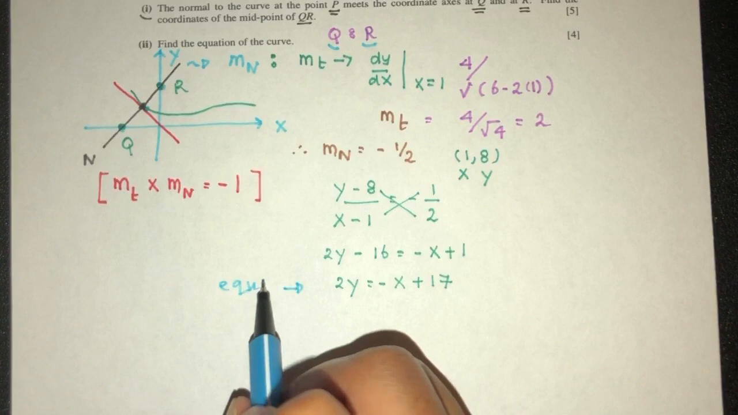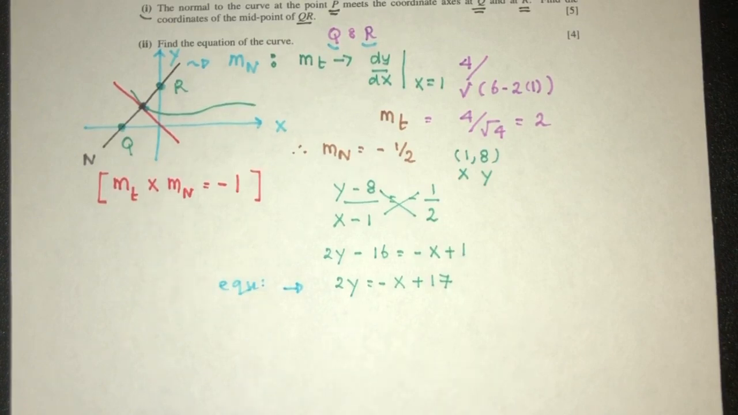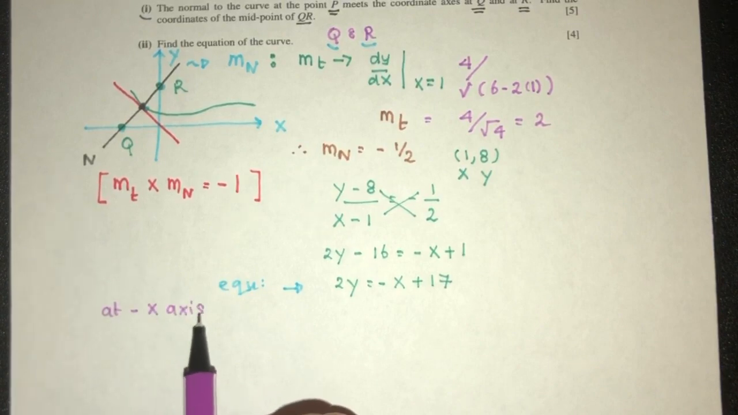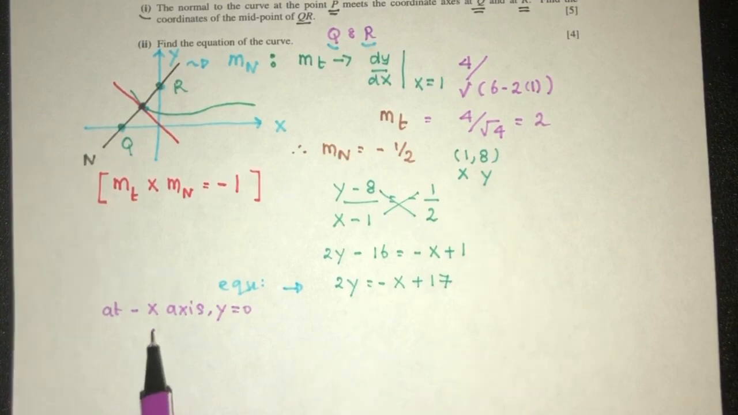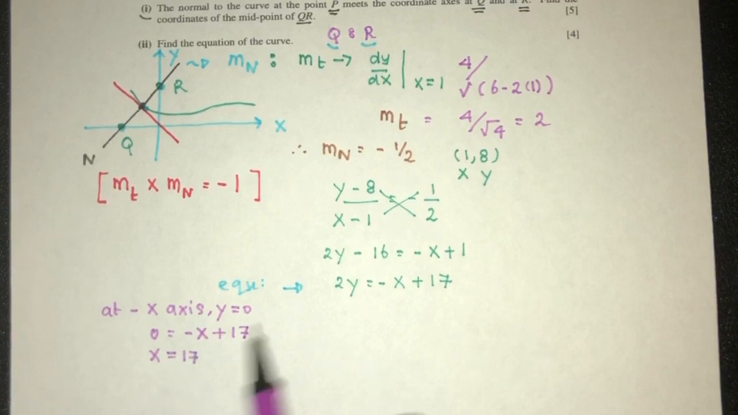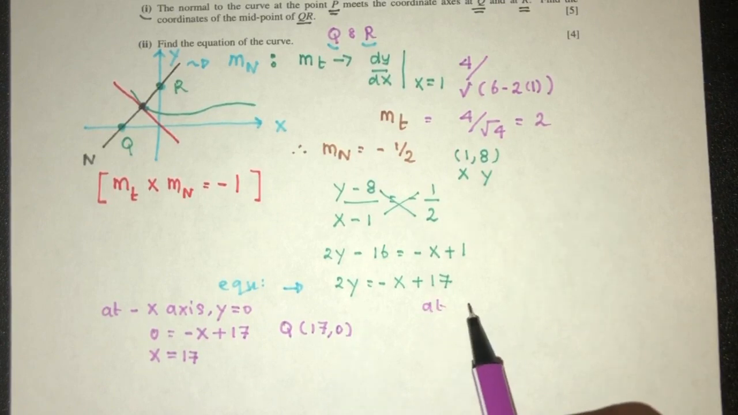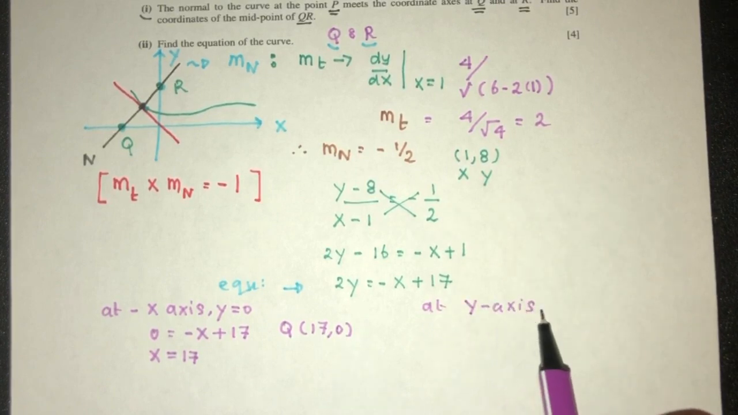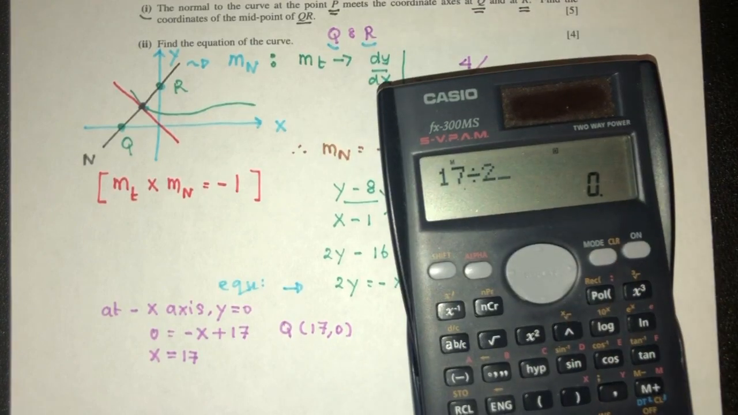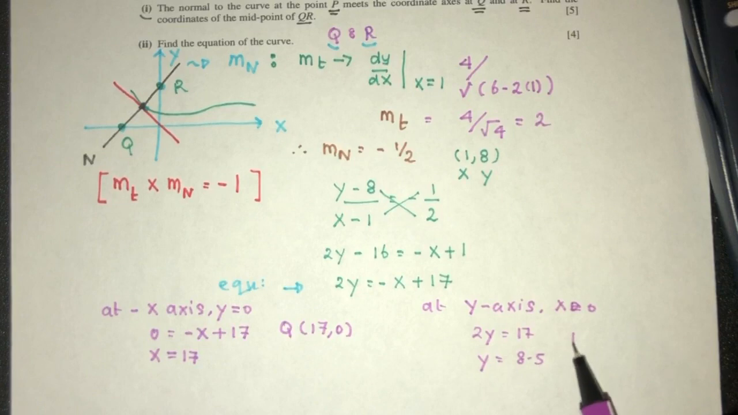Equation of normal. Now moving on, we have to find the points Q and R at the axes. So at the x-axis, we know the value of y has to be 0. So replace, you will have 0 equal to minus x plus 17. So x has to be 17. Let's call this the point Q. That should be (17, 0). Now at the y-axis, the value of x has to be 0. So 2y equals 17. So y has to be 17 divided by 2, that should be 8.5. So the point R is (0, 8.5).